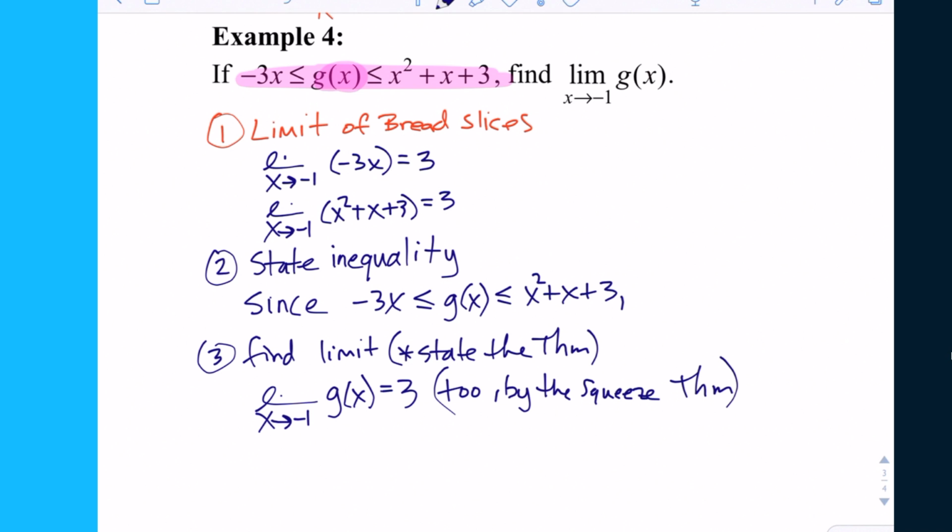When you're asked to use the squeeze theorem, they're more than likely going to be the same y value because they're testing you on whether or not you understand the theorem and how to formulate an argument. And this is it right here. 3 elements. We'll have lots of theorems this year.